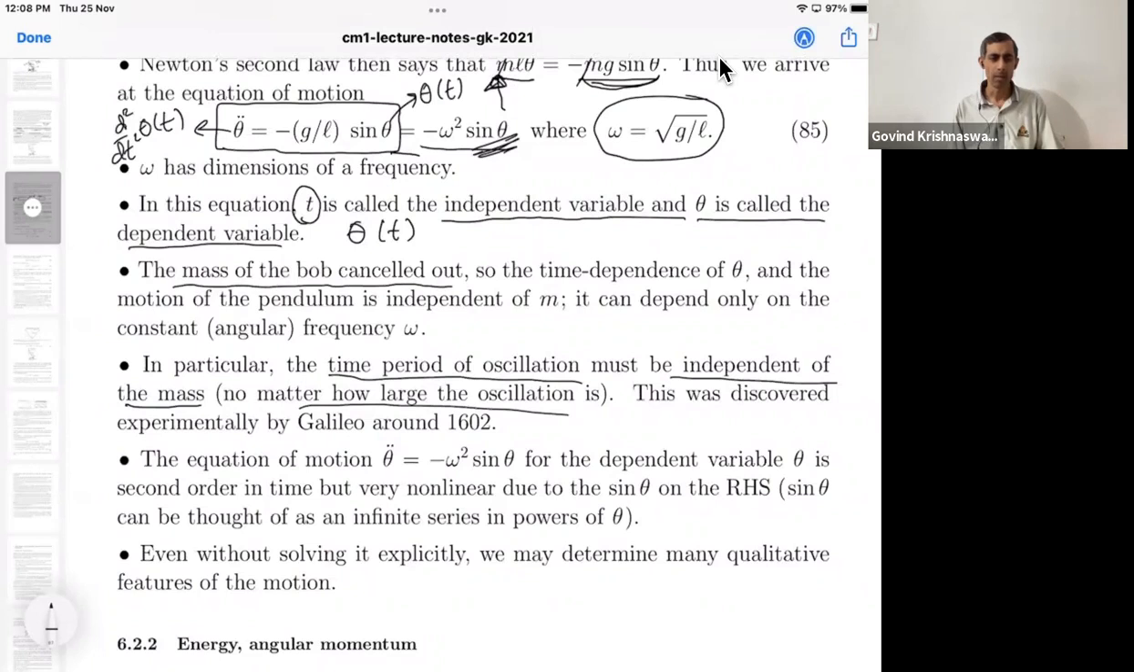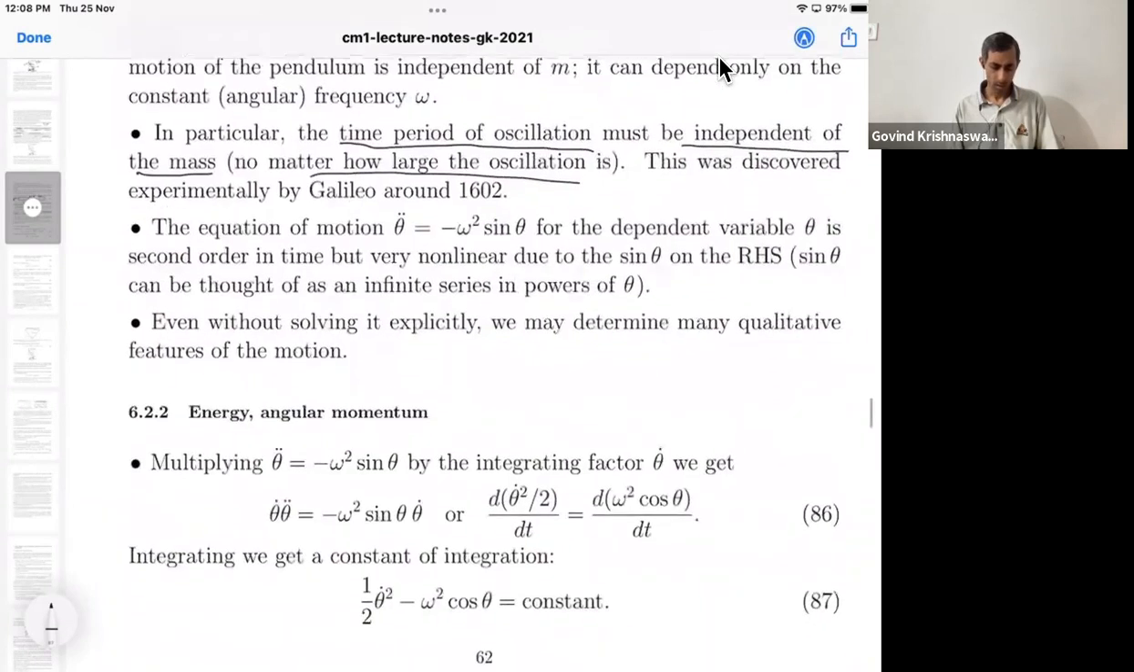Okay, any question about the setup of the pendulum so far? Okay, if not, let me proceed to the next step.